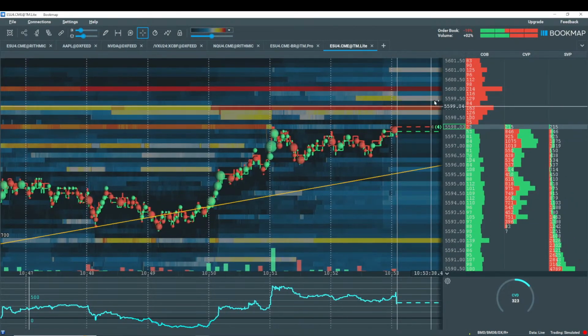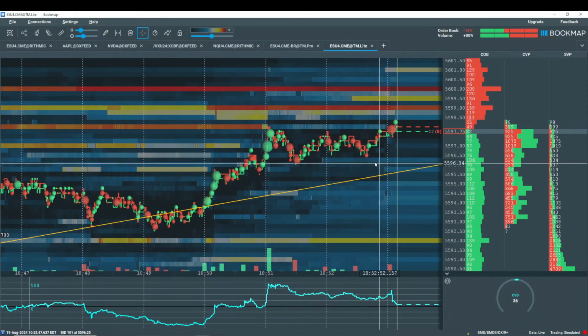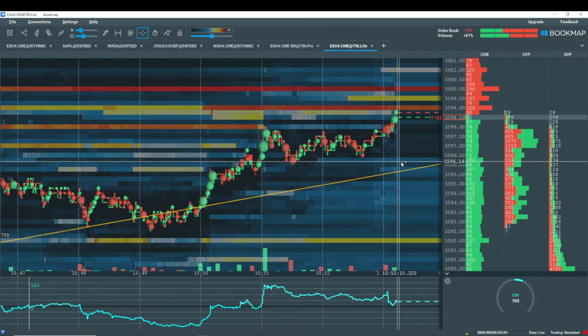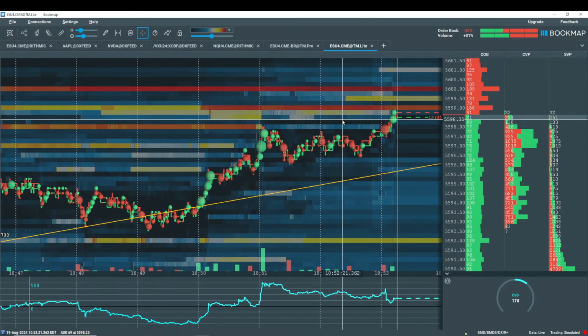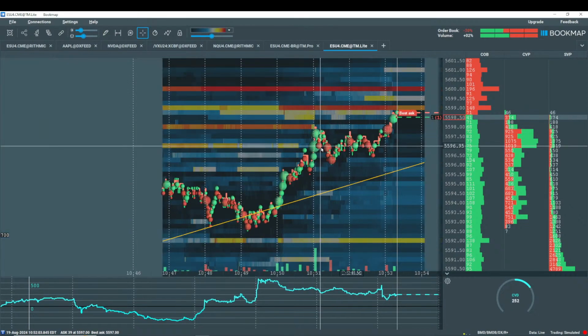Well, the bid looks strong, still underneath here on the bid. Not getting our chop. We're going up right up into 99 and 5600.